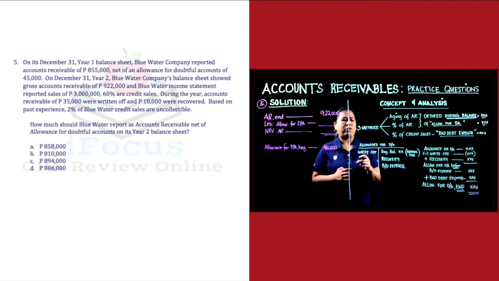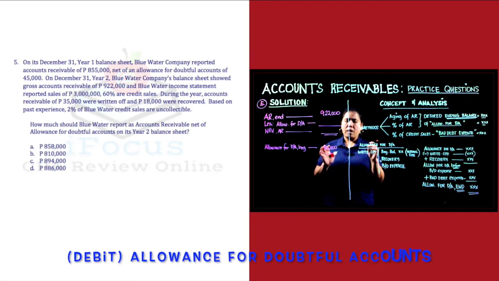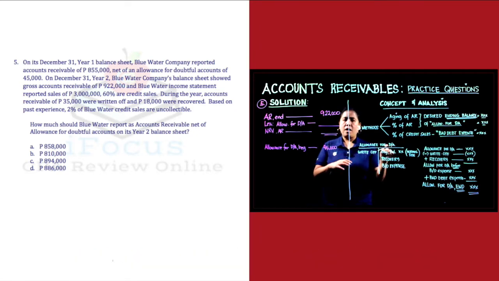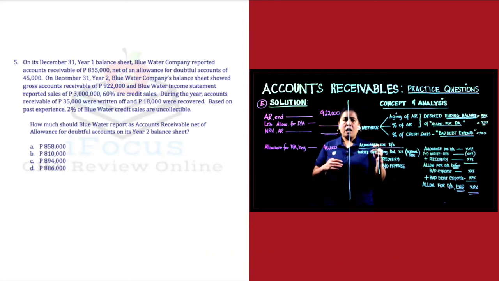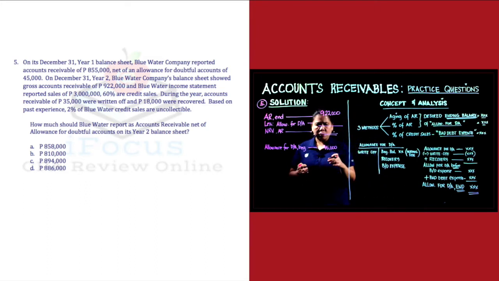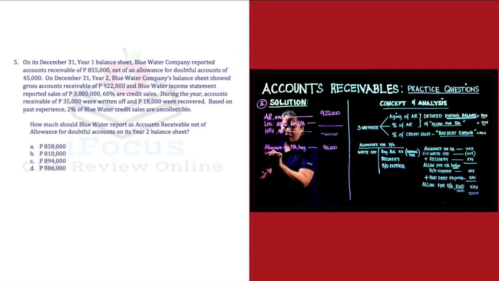Our entry for writing off an accounts receivable is debit to allowance for doubtful accounts, then credit to accounts receivable. Yan po ang ating entry kapag nagra-write off tayo ng accounts receivable. So, we debit our allowance for doubtful accounts. For this 35,000 na ni-write off ni Blue Water, yan po ay minus sa ating allowance for doubtful accounts.